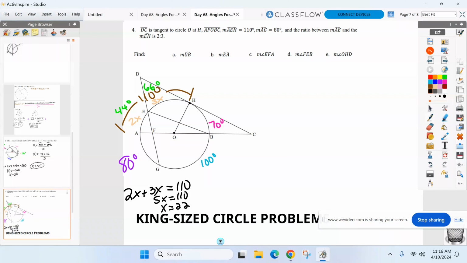Now let's tackle parts A through E. Part A, find the measure of GB. Oh, already found it. 100. Nice and easy. Part B, find the measure of arc EA. Oh, already found it. 44. I don't even have to think about this and try to find them separately. They're done already. All right, now we do need to know some rules.